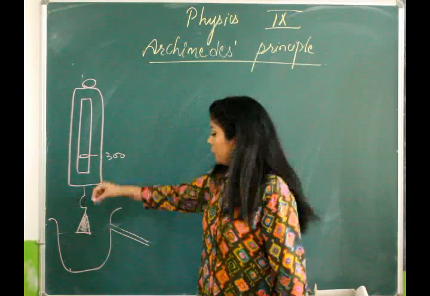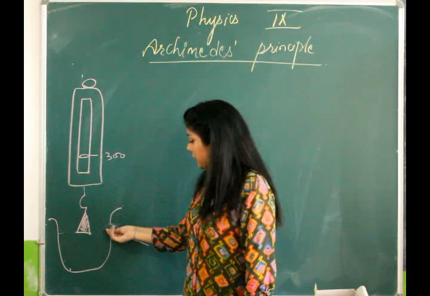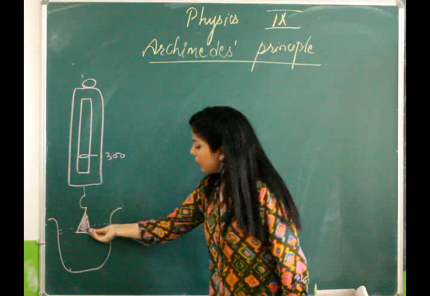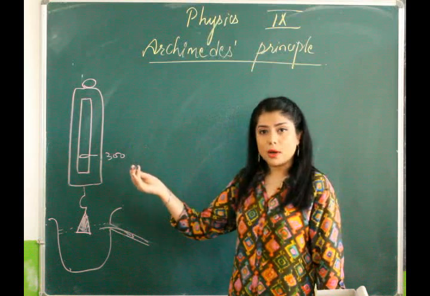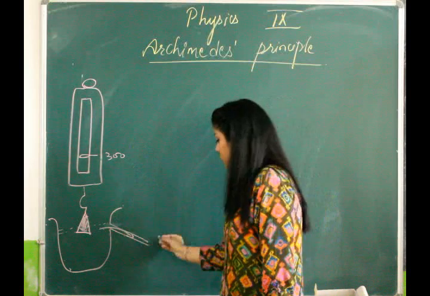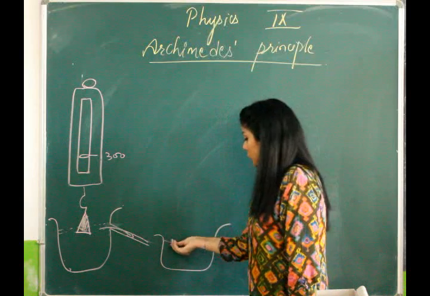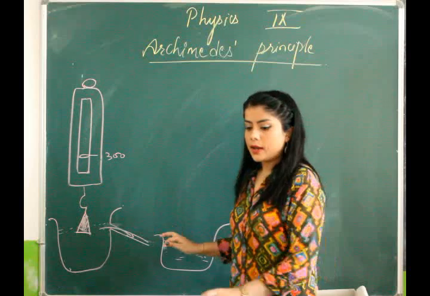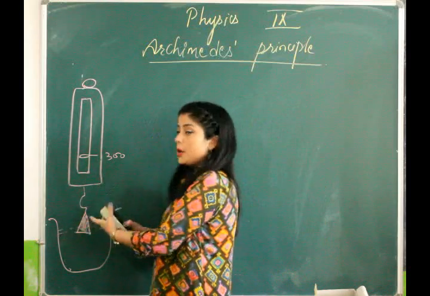Now, when we put the object, what happens? The level of the water will rise, and whatever amount the level rises, that amount of liquid will flow out from the Eureka spout. Now we take another measuring cylinder and measure the amount of water. And whenever we put this solid inside the Eureka can, what happens?